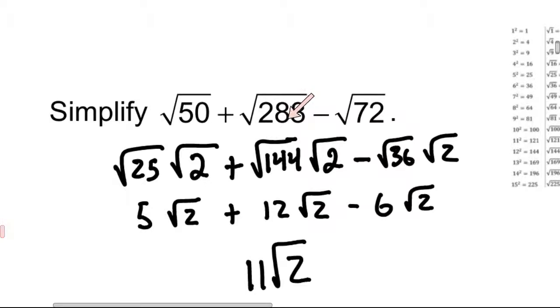I tried 144. Turns out 144 is a perfect square. And 144 times 2, 72 breaks down into 36 and 2. So that's a nice clean 5, that's a nice clean 12, that's a nice clean 6. And now, notice we have all like terms. Root 2, root 2, root 2. 5 plus 12, take away 6, puts us at 11.